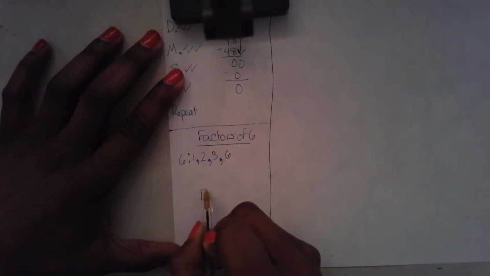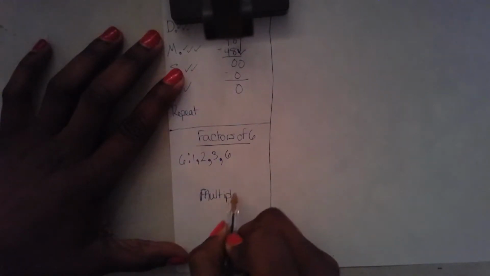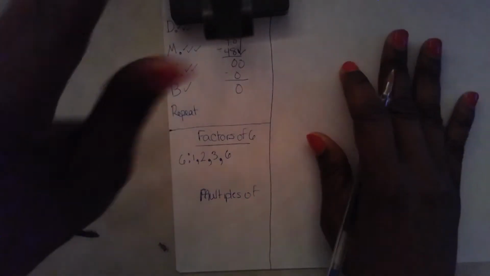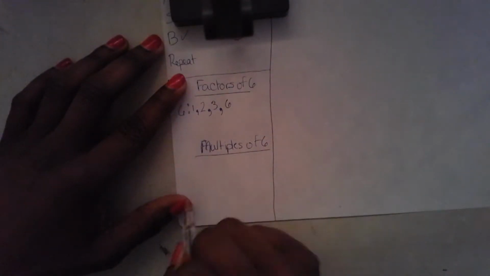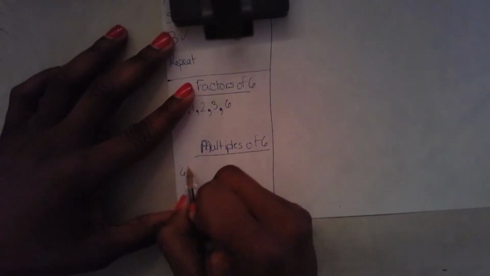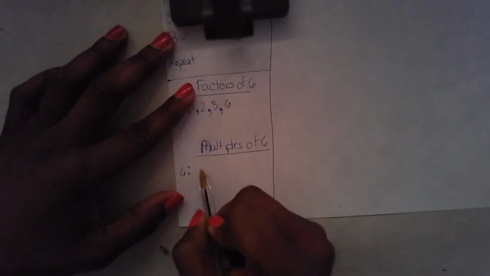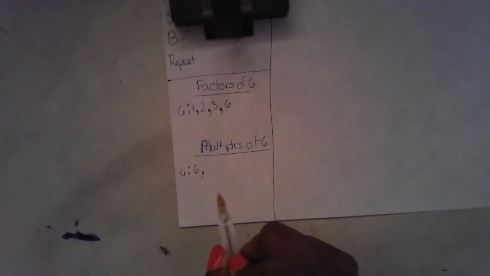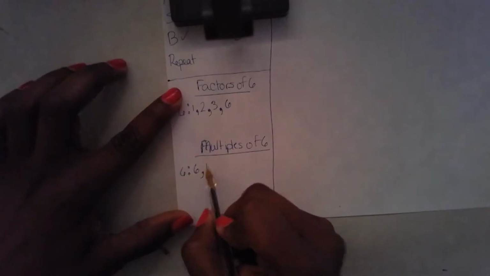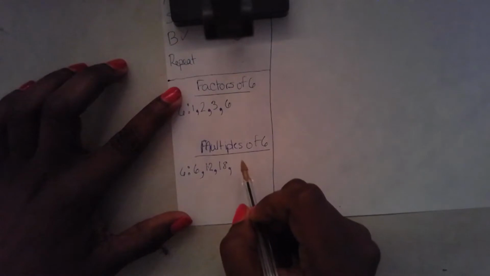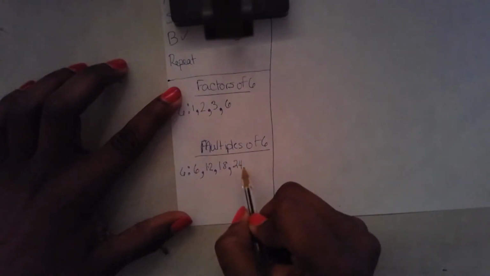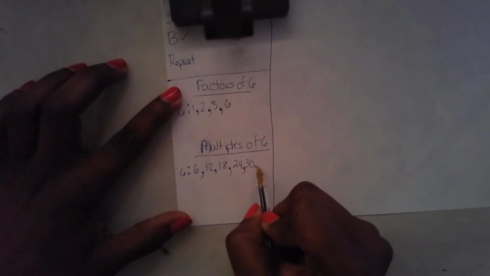Now let's look at same number, but we're going to look at multiples. Let me bring it up for you. Multiples of 6. Multiples are meant to be multiplied. I'm going to list those. So if I do 6 times 1, I get a multiple of 6. 6 times 2, I get a multiple of 12. 6 times 3, 18. Multiple of 18. 6 times 4, multiple of 24. 6 times 5, 30. Okay, and on and on and on.